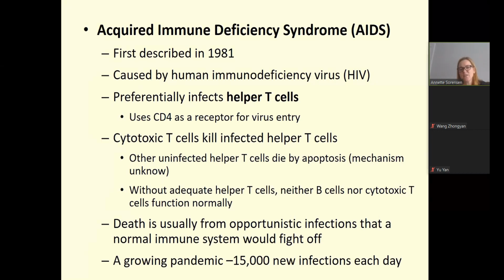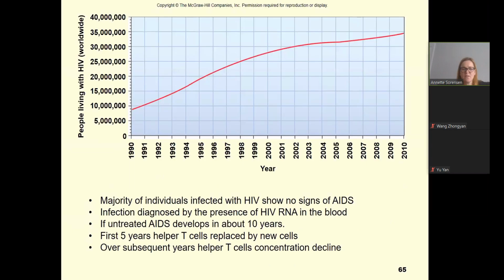There are 15,000 new infections every day with this virus. And this is just showing you a figure of the people living with HIV worldwide. You can see there was quite an increase in the 1980s, but it's leveled out very much from 2000 onwards. So the majority of individuals infected with HIV show no signs of AIDS.